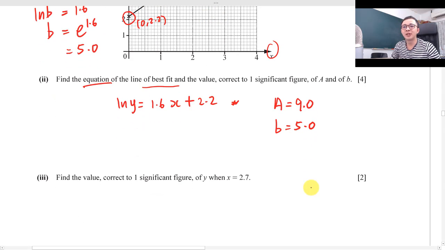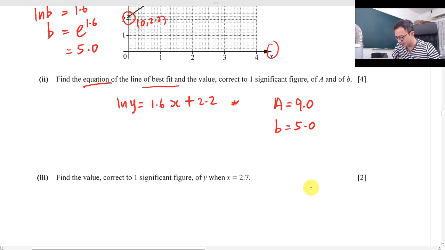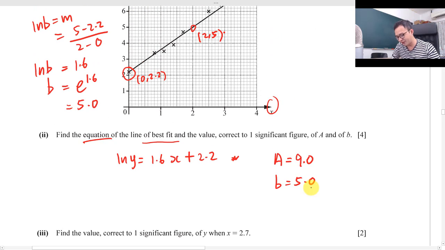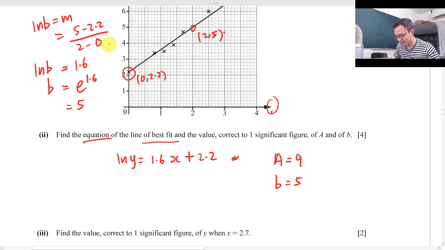Alright, so let's move on to the next one. Find a value correct to 1 decimal. They want 1 significant figure, not 1 decimal. So it's just like this. Yeah, it's not 1 decimal place, so don't confuse yourself. It's not the same. So find a value correct to 1 significant figure of y when x equals 2.7.